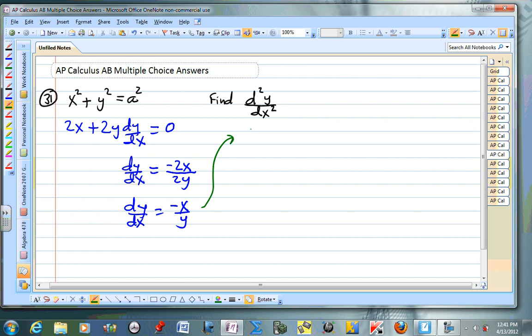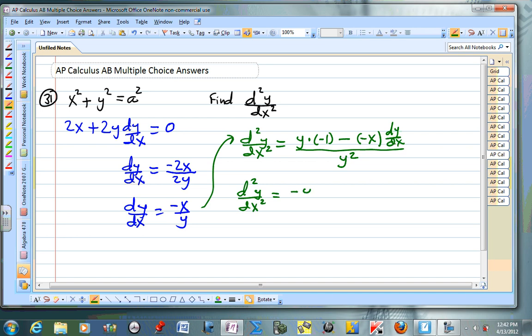Looks like we're going to use the quotient rule. So we'll say the second derivative is going to be low d high, so low y times negative 1, minus high d low, all over low squared. Okay, now this is an answer, and it doesn't match any of the options in the multiple choice list. So let's clean this up a little bit and see what we can make this look like. We'll get negative 1 times y, then minus the opposite of x becomes plus x times dy/dx.